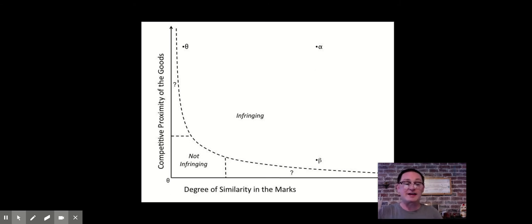So essentially, this is just a fancy way of saying, right, the more likely it is that consumers would be inclined to think that a particular mark is implying a relationship between a particular source and the product, a particular source associated with the owner of a registered mark, the more likely we're going to find infringement under the circumstances.